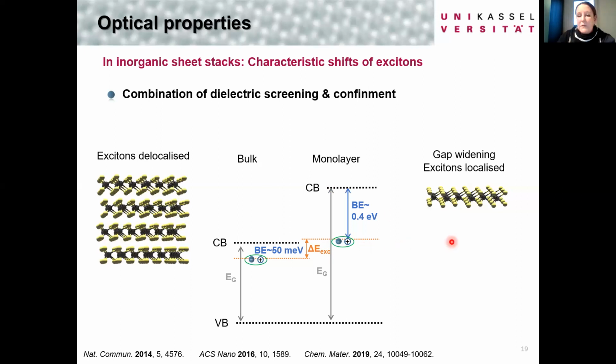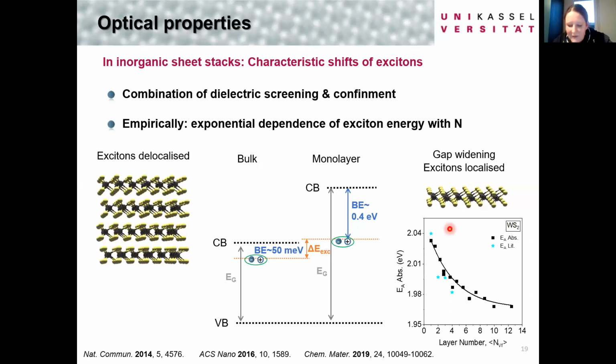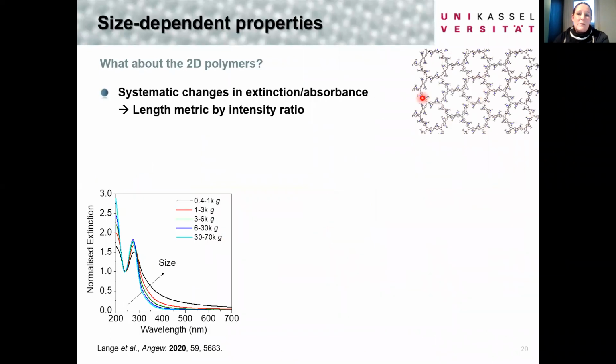But empirically we found for all inorganic materials that have excitons, so really all semiconductors we've looked at, the exciton energy scales with the layer number in an exponential way. This is what we know from the inorganic materials. So we can say that this is clearly a characteristic of 2D materials, of dielectric screening and confinement. Now, how about the organic sheet stacks? Do we see this? Well, let's begin with our 2D polymer 1 from the Schlüter group.